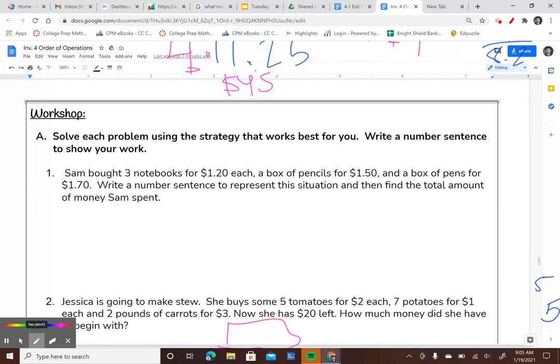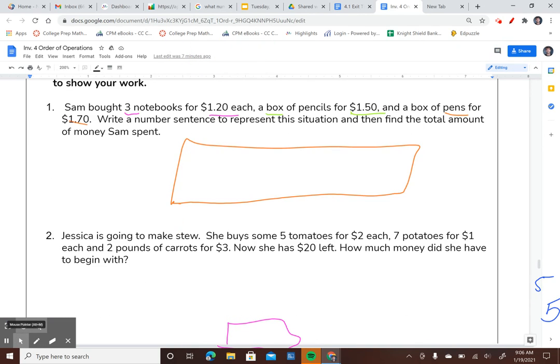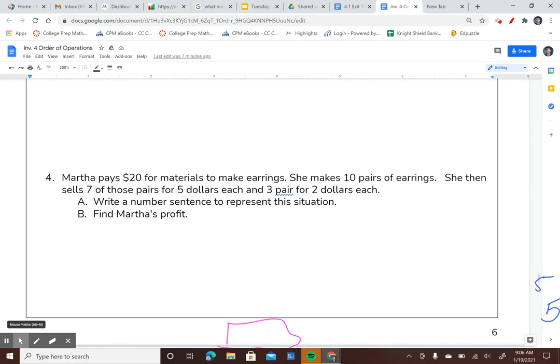Okay, remember, you're going to underline the key words here. So, for example, in the first problem, I'm underlining 3 notebooks for $1.20 each. In a different color, I'm doing a box of pencils for $1.50. And then I'm underlining a box of pens for $1.70. All right, so that way I understand the 3 different parts of this equation, and I can set up a nice expression here down below. Okay, let's go ahead and go down here to problem 4.